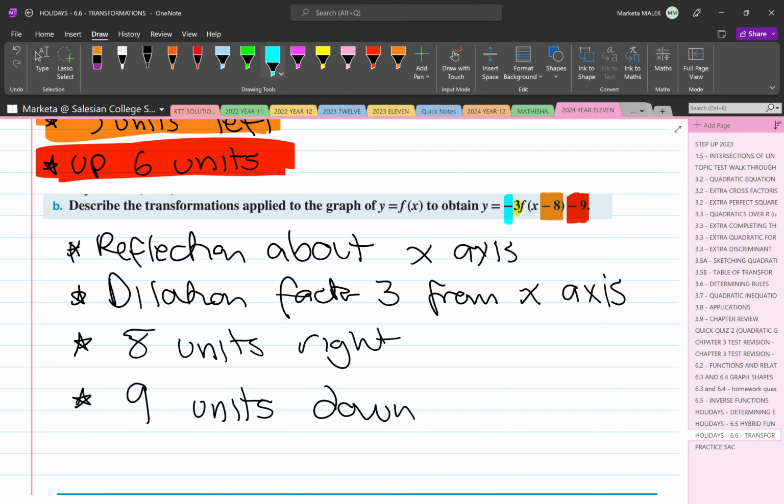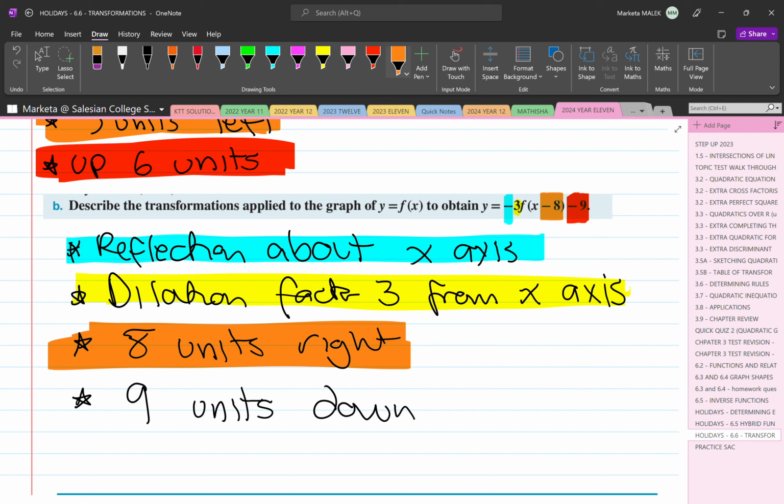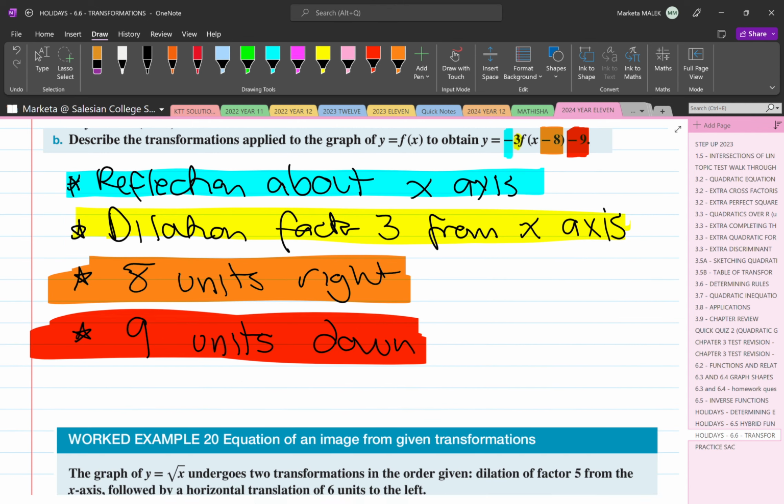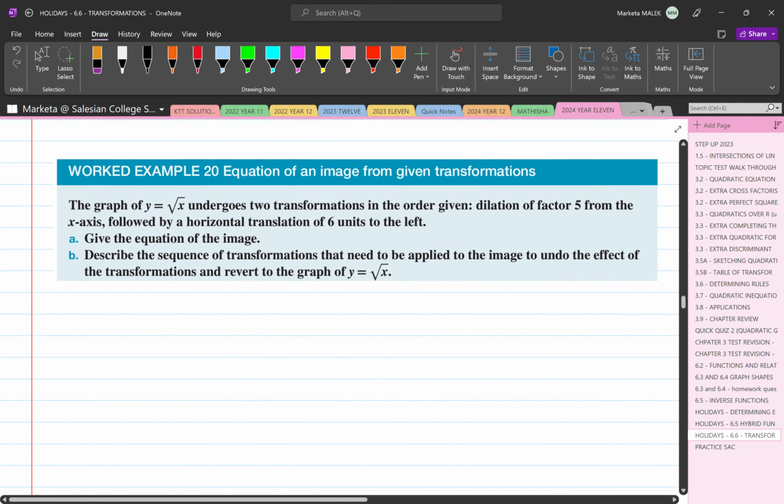So let's just color code those so we can see where each one is coming from. Reflection, dilation. Why is that pen so skinny? 8 units right. So horizontal translation connected to the x goes the opposite way, and vertical shift 9 units down, same direction because it is not connected to the x.